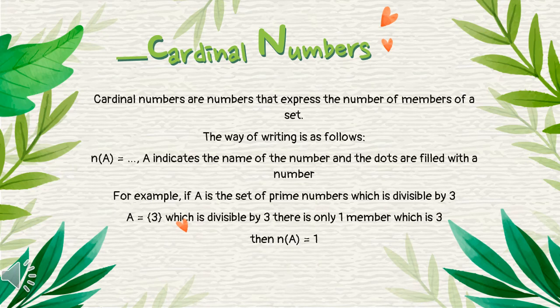Okay, next, cardinal numbers. Cardinal numbers are numbers that express the number of members of a set. The way of writing is as follows: n(A), where A indicates the name of the set and the dots are filled with a number. For example, if A is the set of prime numbers which are divisible by 3, set A is {3}. There is only one member, which is 3. Then n(A) is 1.